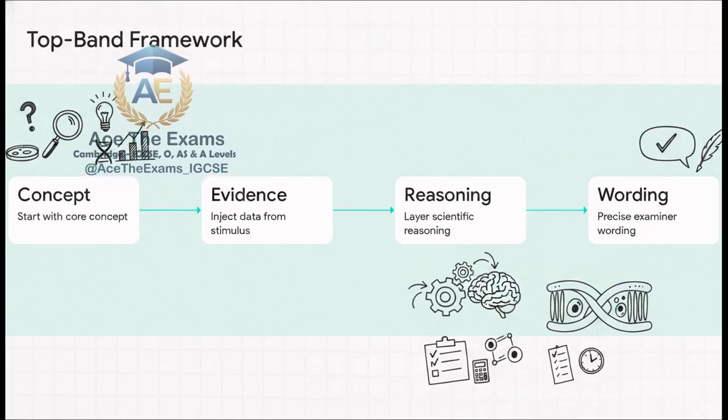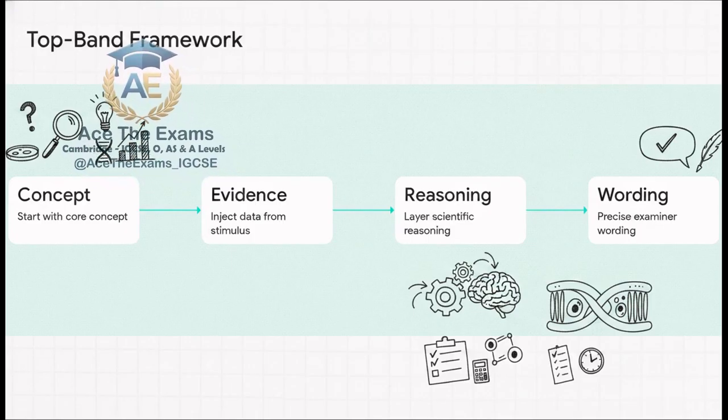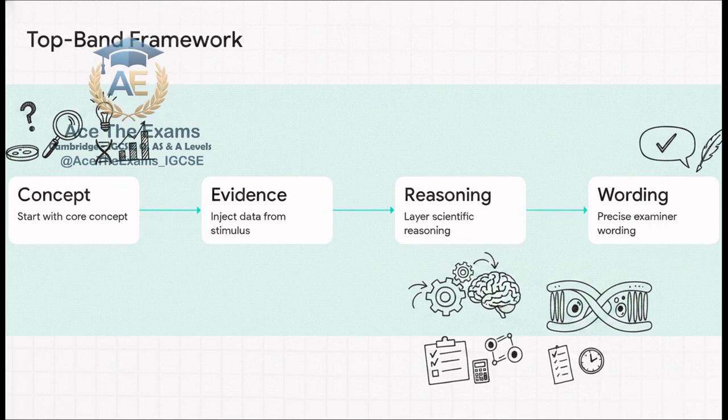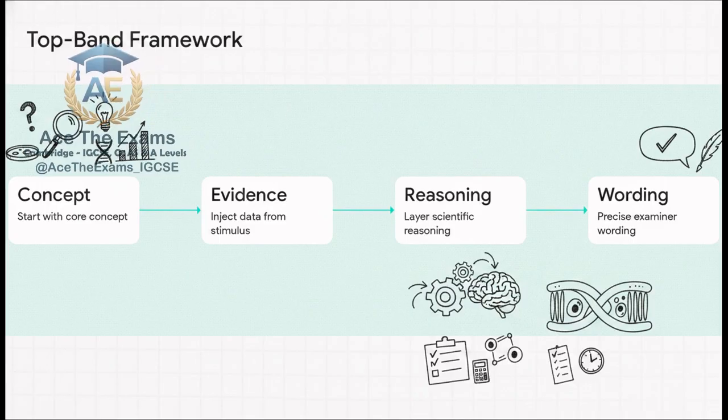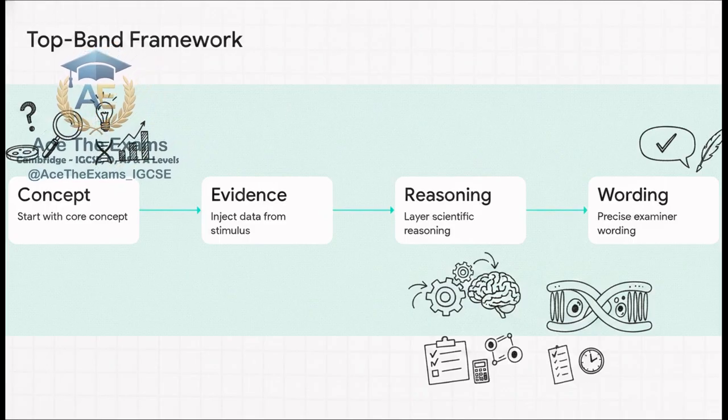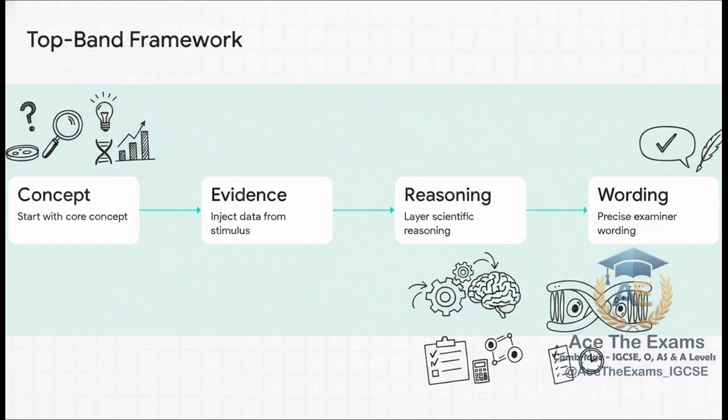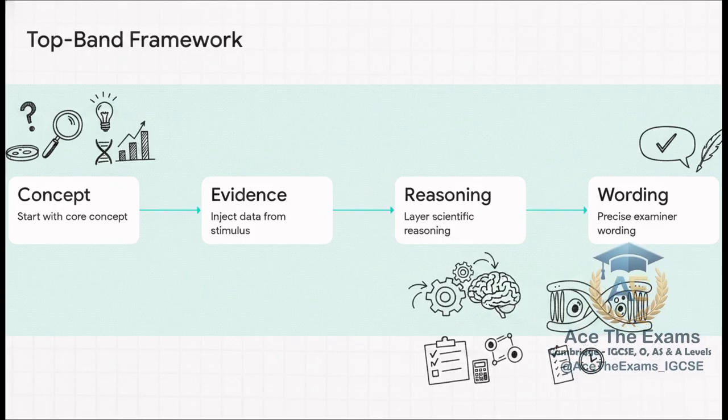1. You start with the core biological concept. 2. You inject your data from the stimulus material. 3. You layer in your scientific reasoning. And 4. You finish up with precise examiner wording. You identify what's given, break it into logical steps, solve it systematically, and check your logic. Let's actually see this in action.